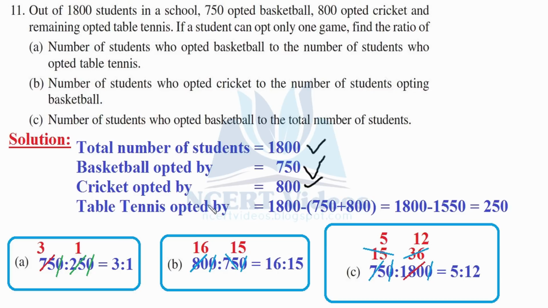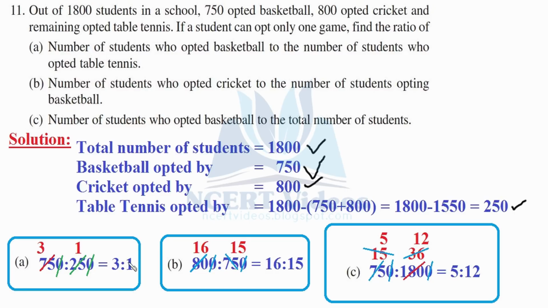So it means if we subtract 750 plus 800 from 1,800, this gives you 1,800 minus 1,550. Alright, so 250 is your required number of table tennis players. So we found all the 3 games players numbers. The first is number of students who opted basketball to the number of students who opted table tennis. So basketball to table tennis, we will write the values.